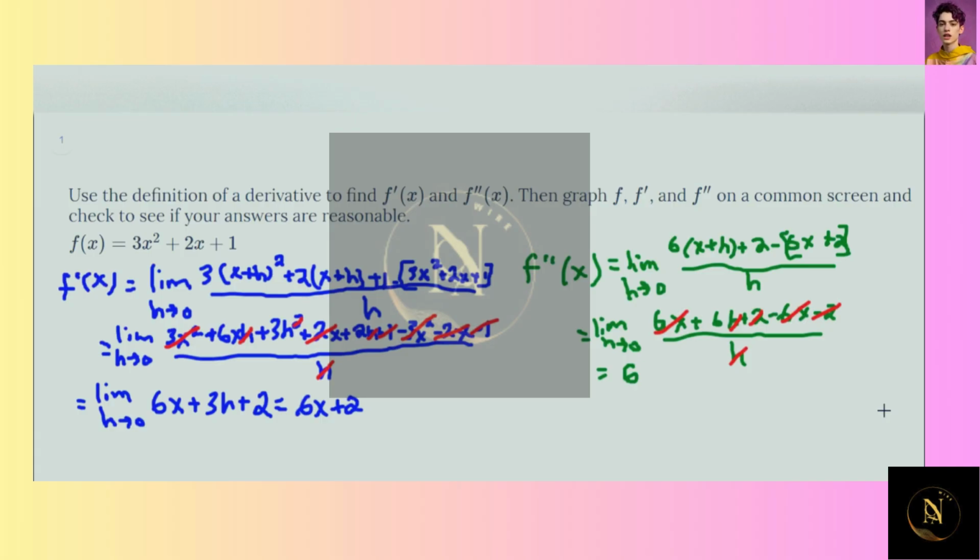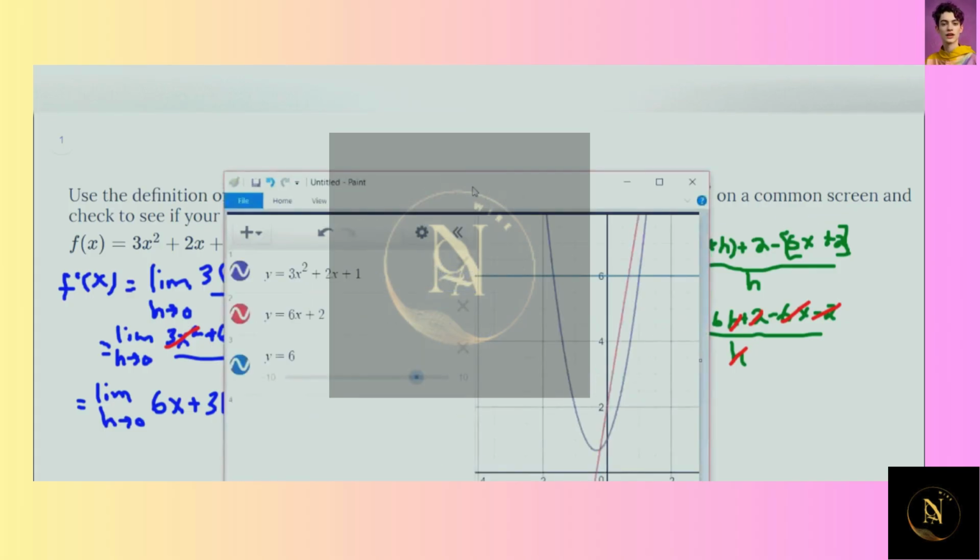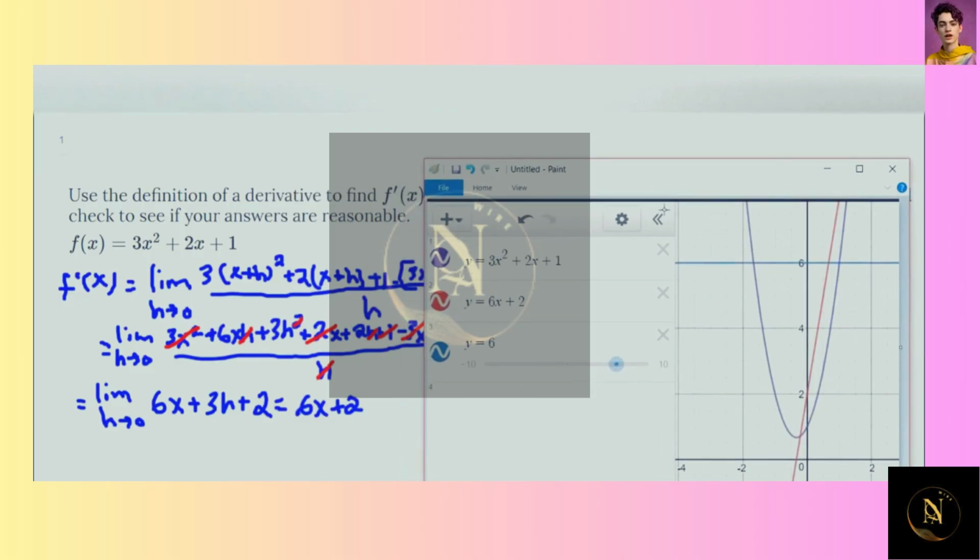Now we have the function f of x is 3x squared plus 2x plus 1. The derivative f prime of x, which is equal to 6x plus 2, and the second derivative f double prime of x, which is equal to 6. And we're going to take all three of these functions, graph them on a common screen, as shown here.